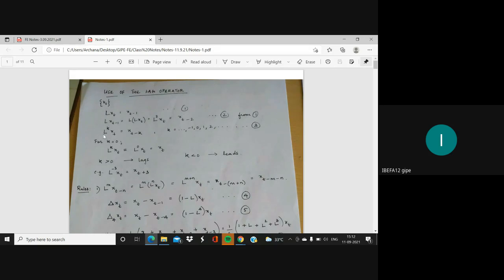Similarly, L raised to the power k xt will mean you're taking k lags of this particular time series. Now, if k is equal to 0, then you simply get xt. You're not using any lags at all.